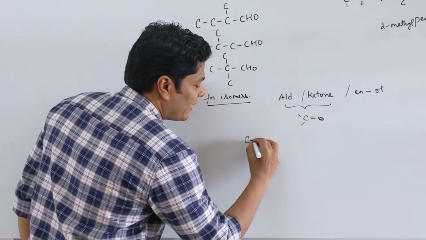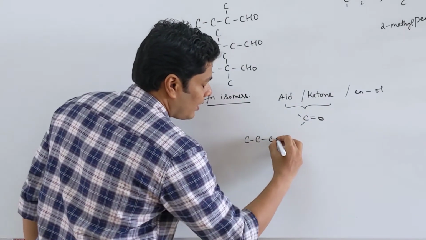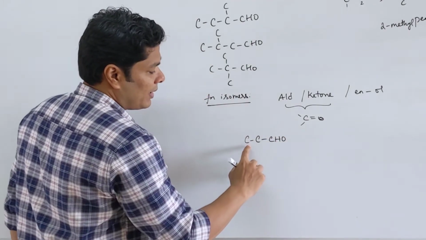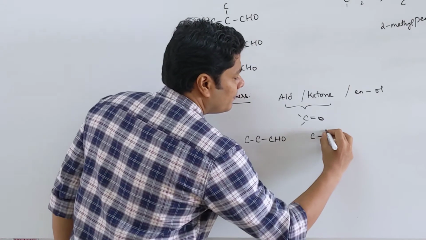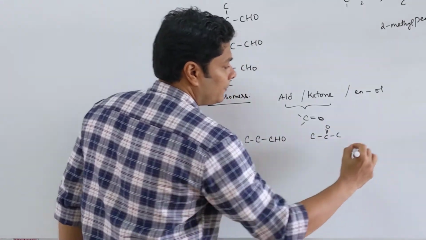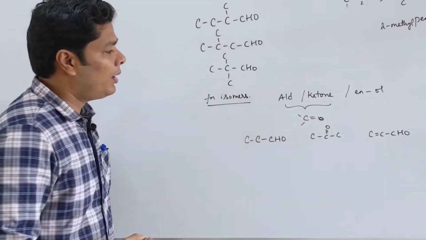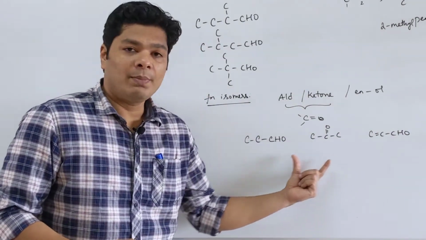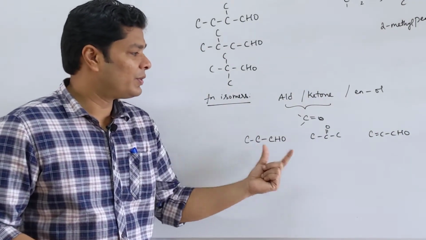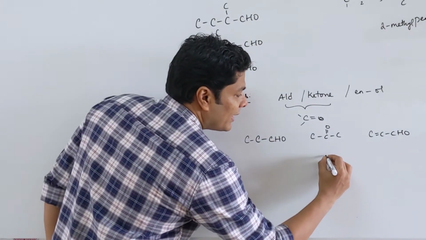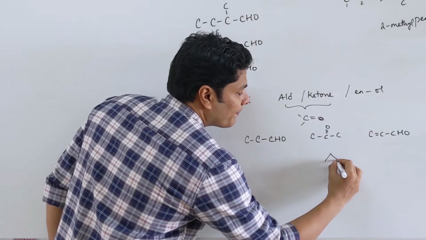Now the simplest one we can take is, we can take this one, aldehyde, ketone and enol. So these three are completely different. So these three are functional isomers. There is also one more possible. What if we write it this way? There is 4 of them.